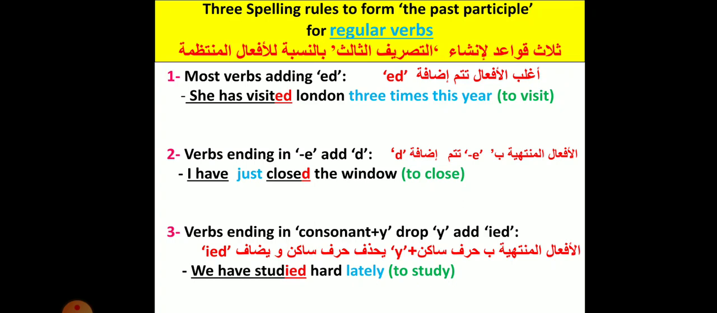The third spelling rule is verbs ending in consonant plus y. We drop y and we add ied. For example, we have studied hard lately. We have studied, verb to study. We have studied hard lately.